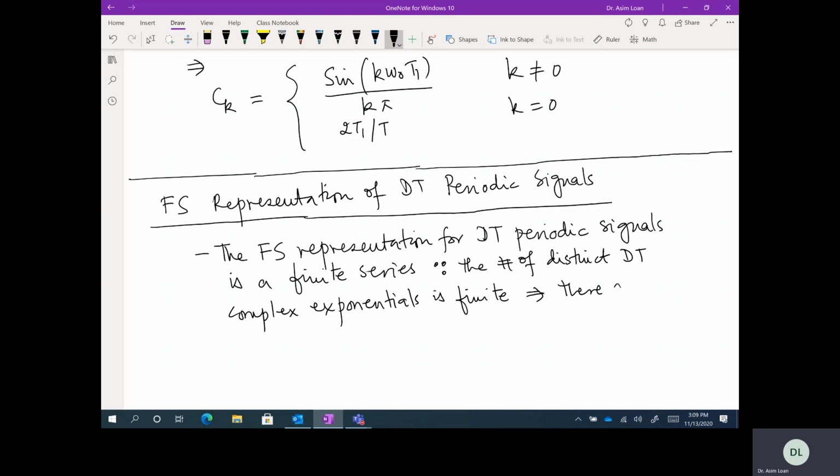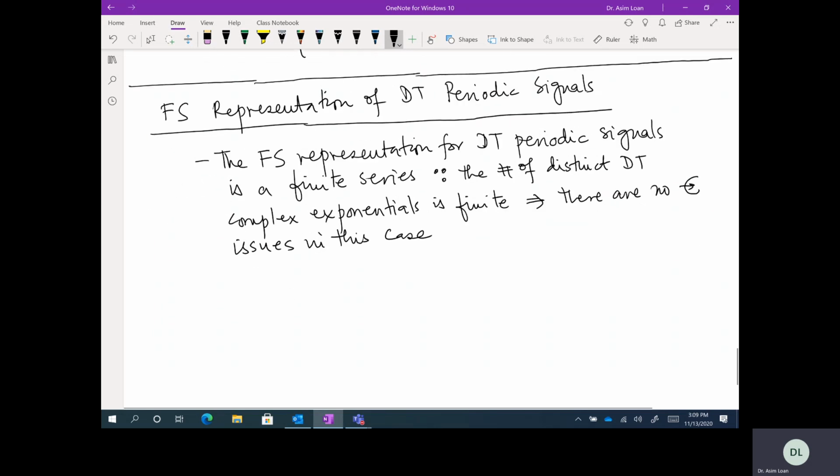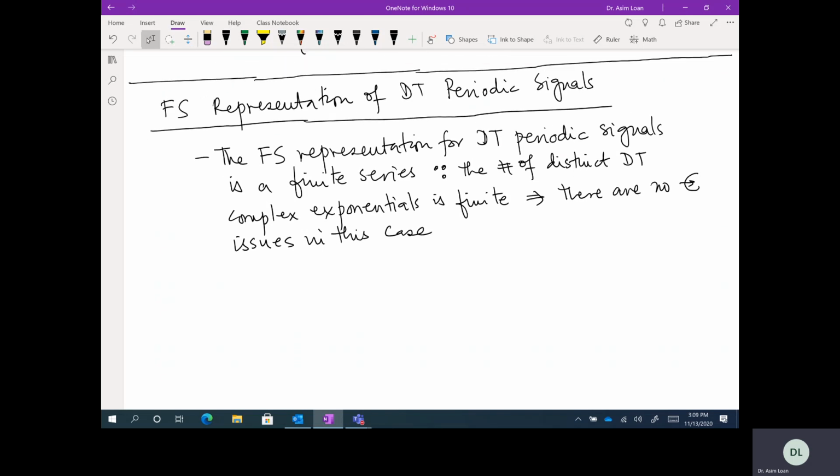There are no convergence issues. There are no convergence issues in this case. So there are no Dirichlet's conditions that need to be satisfied, and the discrete time Fourier series is equal to the Fourier series representation for all n. Okay, so the number of distinct terms is finite.